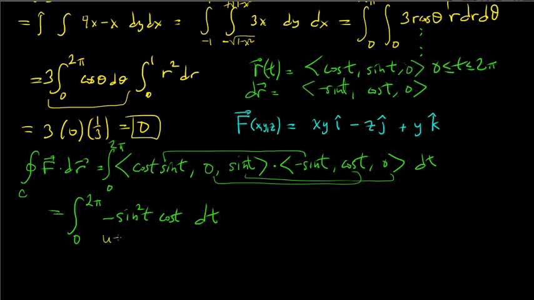So the easiest way, in my opinion, is just to do a substitution. u is just sine, du is cosine. And we'll bring out the negative here. So this is going to be the integral of u squared du, where sine of 0 is 0 and sine of 2 pi is also 0. Because you're integrating from 0 to 0, we get 0. So that's the value of the line integral.